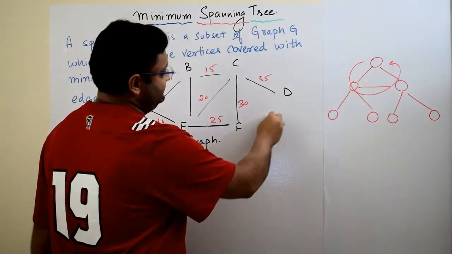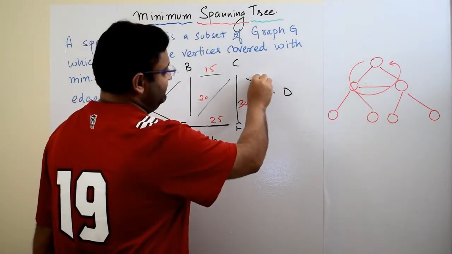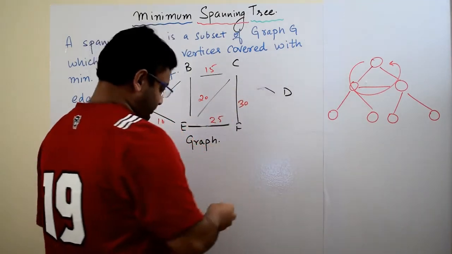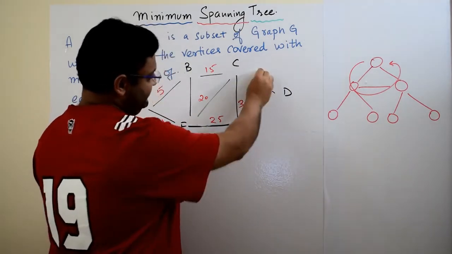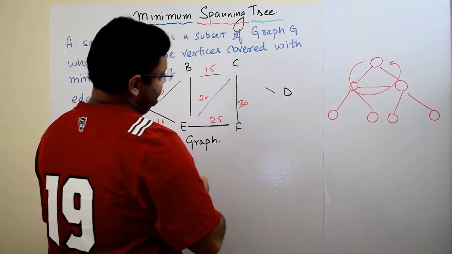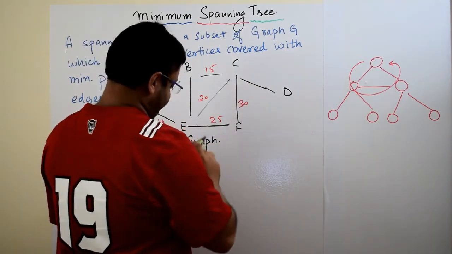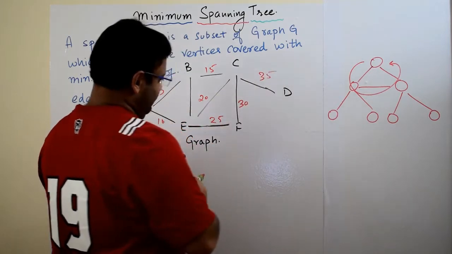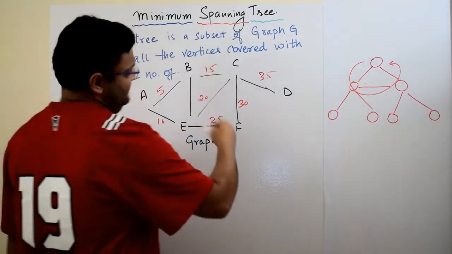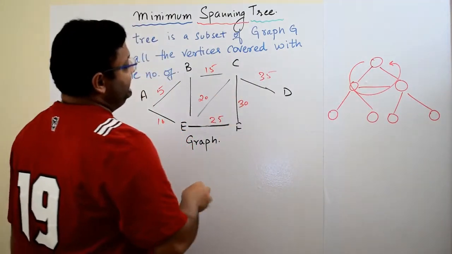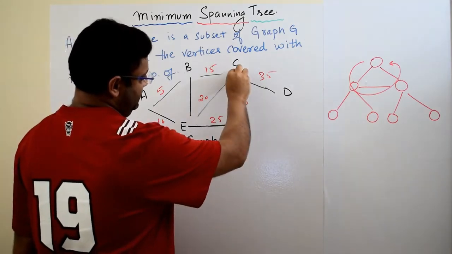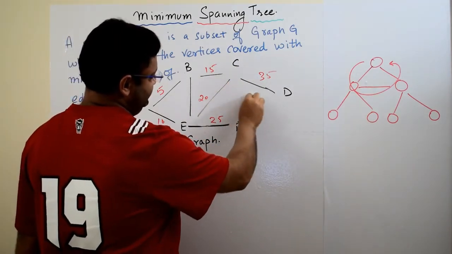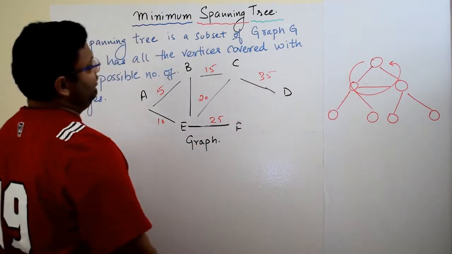I remove this edge. I removed this edge. No, this edge I cannot remove. Why? Because if I remove this edge, it will become disconnected. So this is the compulsion. I have to keep this edge. Now what edge can I remove? Let's take the next higher edge. Can I remove this edge? Yes, I can remove this edge. The graph is still connected.